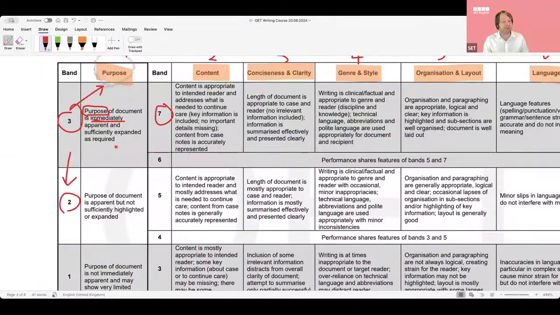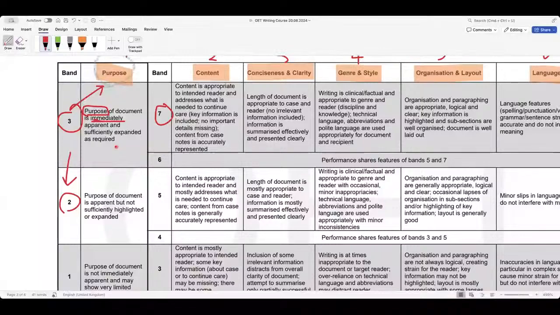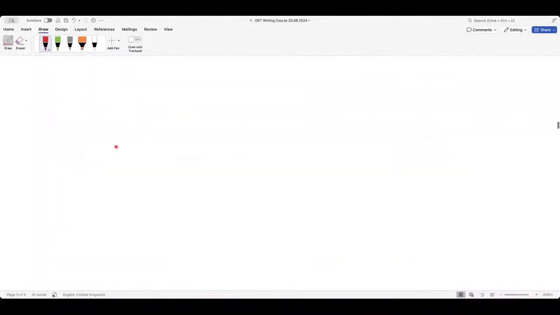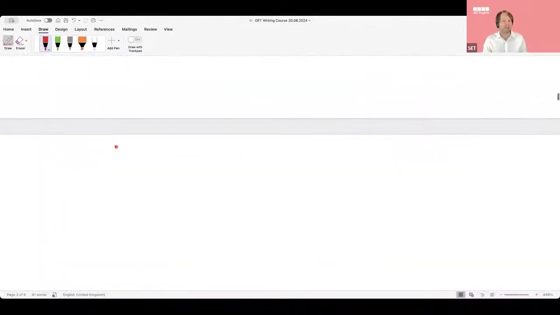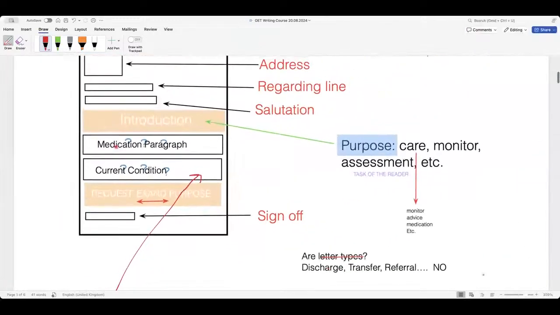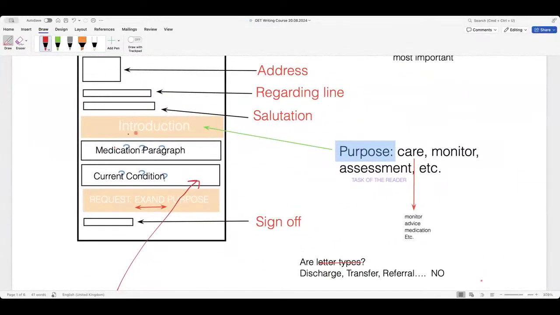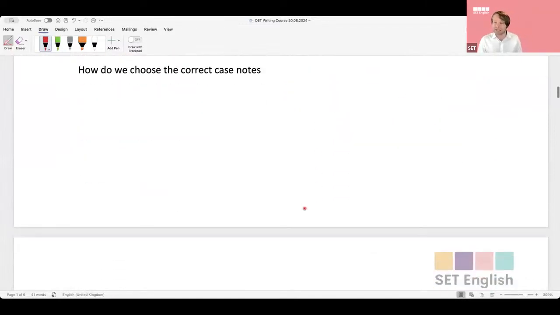And what does this mean, Mustafa? Immediately. What does that mean? Anyone? Clear. In the introduction, immediately is quickly, very fast. You get the attention of the reader. So where should I put my purpose? In the introduction. That's why we're saying this. Okay, your purpose in your introduction, because OET say in the scoring system it must be immediately clear.